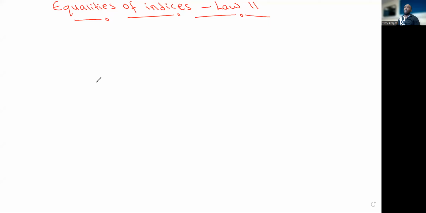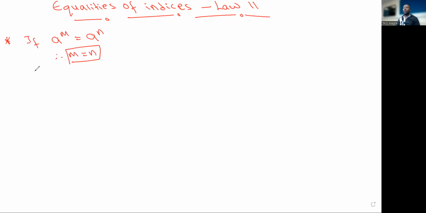All right, so let's just jump straight into this. So these laws, they have two things here. The first one says if a raised power m is equal to a raised power n, okay? So you can see in both of them, they have the same base. So therefore, m will be equal to what?